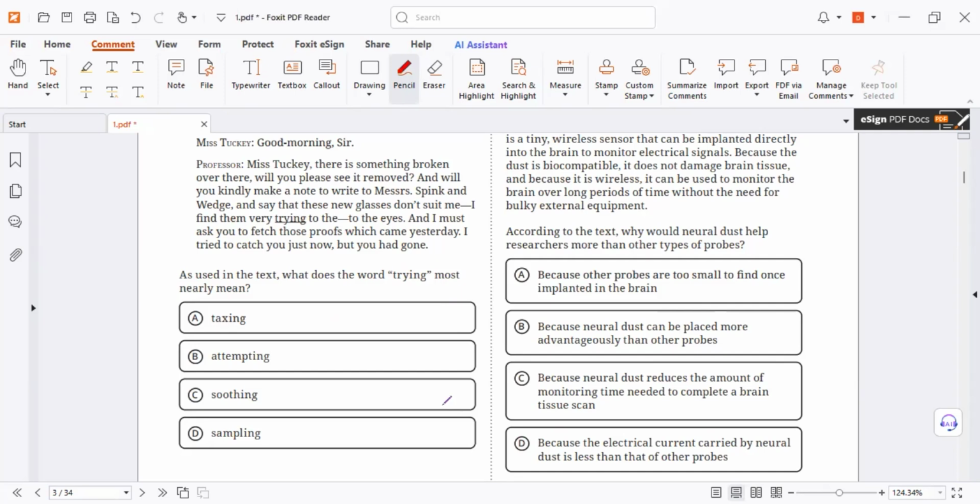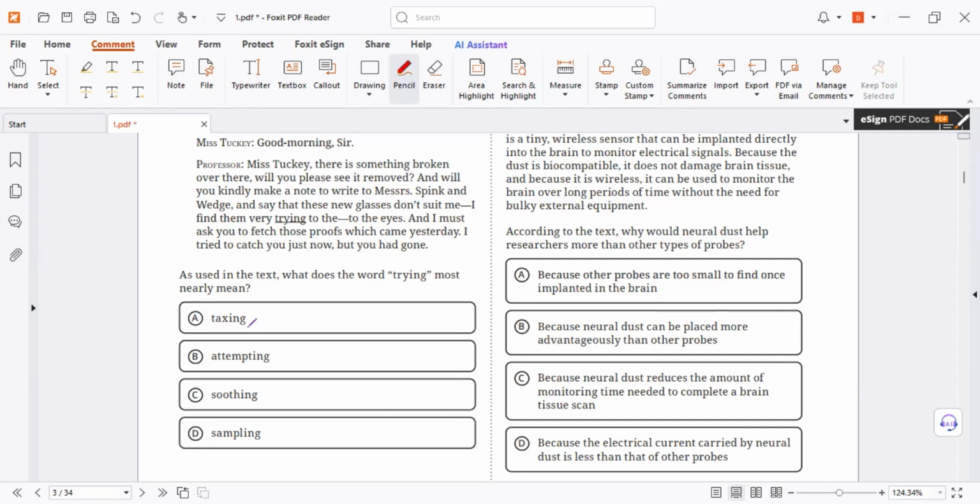Is it letter C? Letter C, no, letter C is opposite. Letter A.